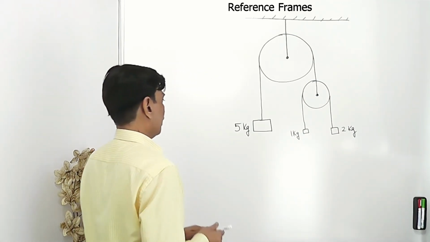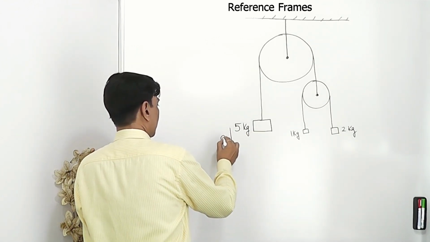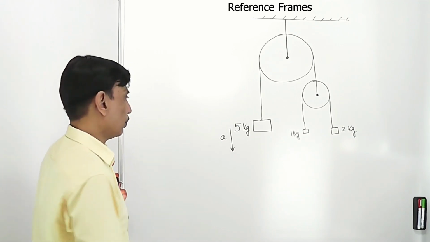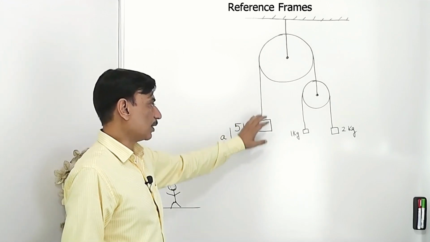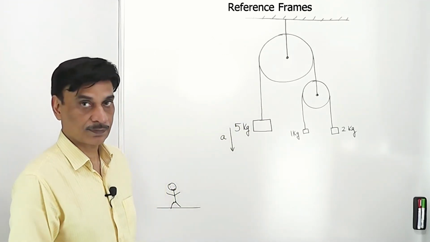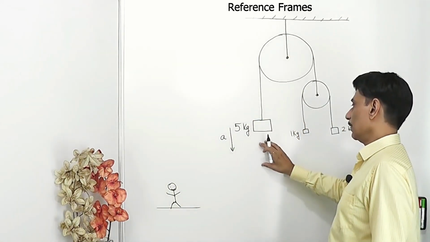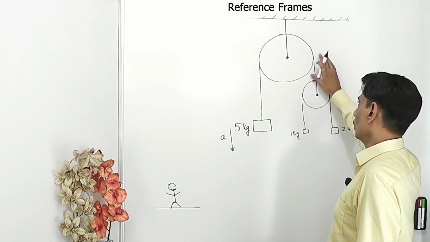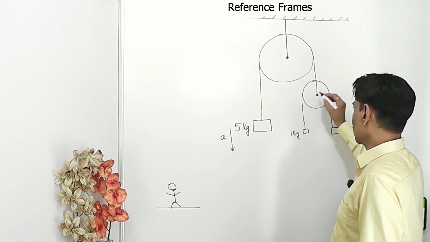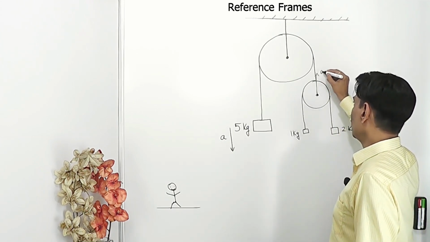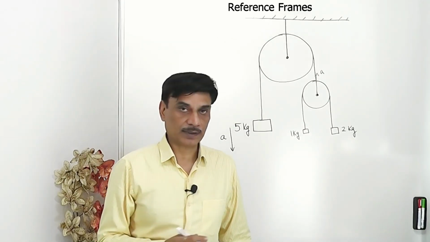So what we do is, we can assume that this is going down with the acceleration A in this direction, with respect to, we can say, a person on the ground. So with respect to ground, this block is going down with the acceleration A. From here to here, we have a single string. So if we pull it by 1 meter downwards, this pulley will go 1 meter in the upward direction. So whatsoever is the acceleration of this, the same acceleration will be observed of this lift in the upward direction by this person.